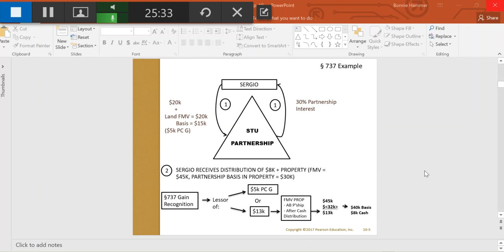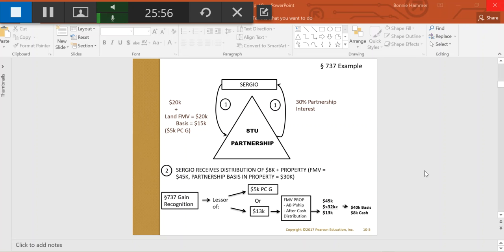Now in year 2, his basis in the partnership interest has gone down to $30,000. Okay. Oh, I'm sorry. I messed this up, and I'm not going to try to cut the video, you guys. I'm wrong about the facts.